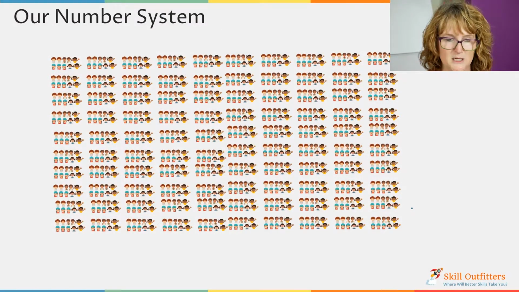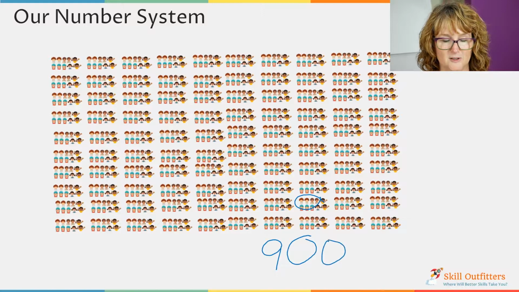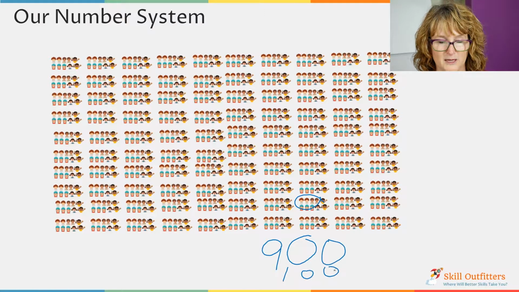Well, we're going to jump way ahead. What happens if we get 900, and, well, once we get to 900, okay? We get to 900. Once we add another 100, guess what? We're out of room, right? If we add another 100, we're going to need to be able to combine these two. So guess what? We call this thousands.